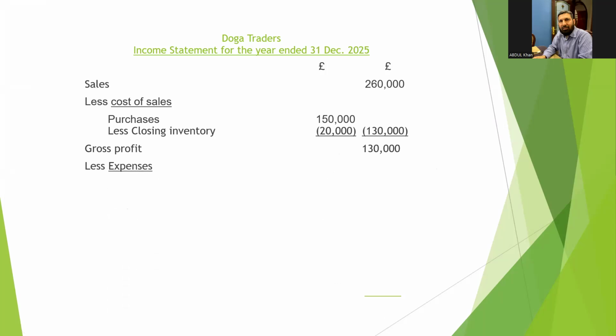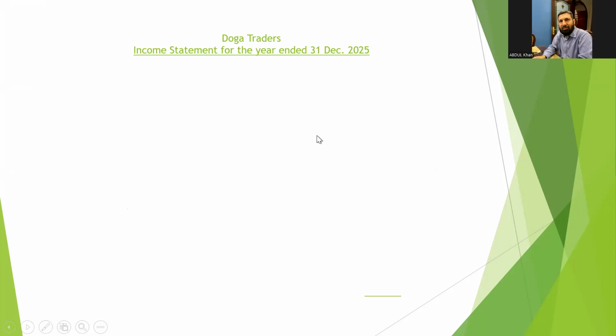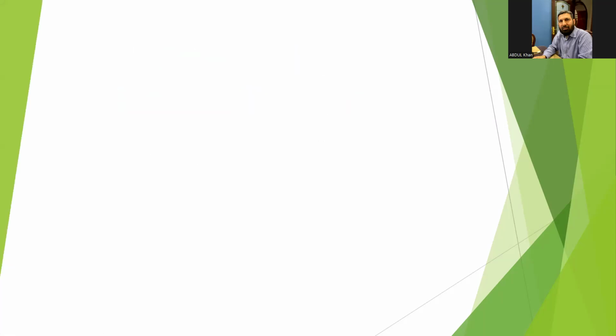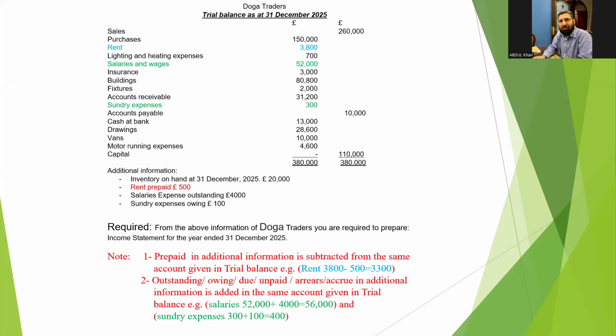First of all, you have to go back to your questions, and then you will see all the expenses. Let me check it here. First of all, you have to find out what the expenses are. Okay. So here you have rent expense, lighting and heating expense, salaries expense, salaries, wages. These are expenses, right? Even if it is not written here, it is an expense.